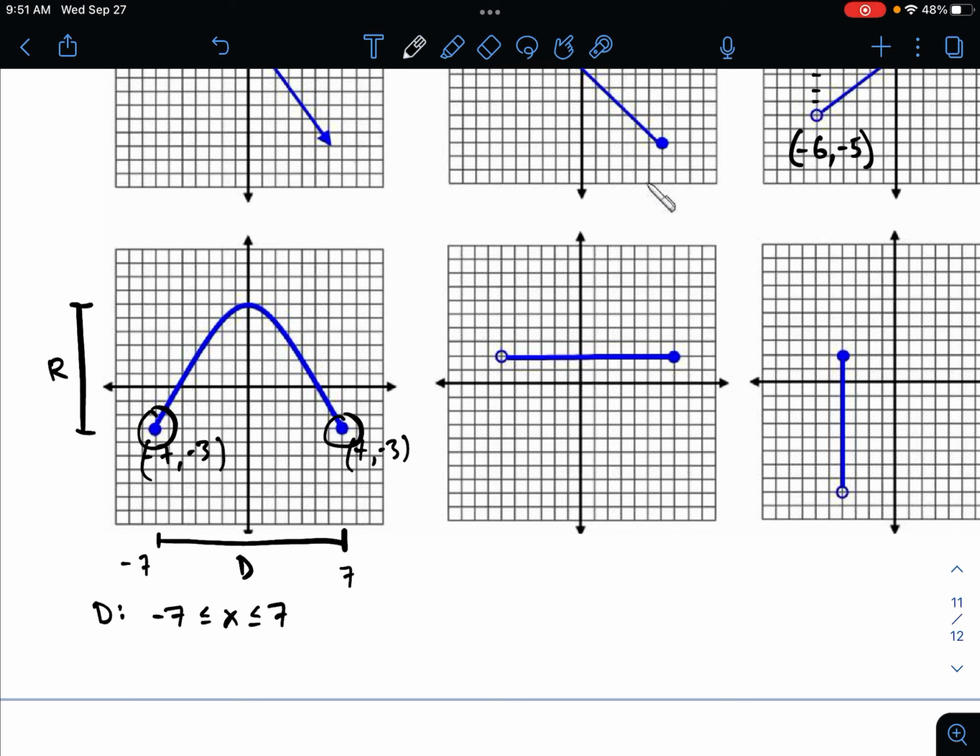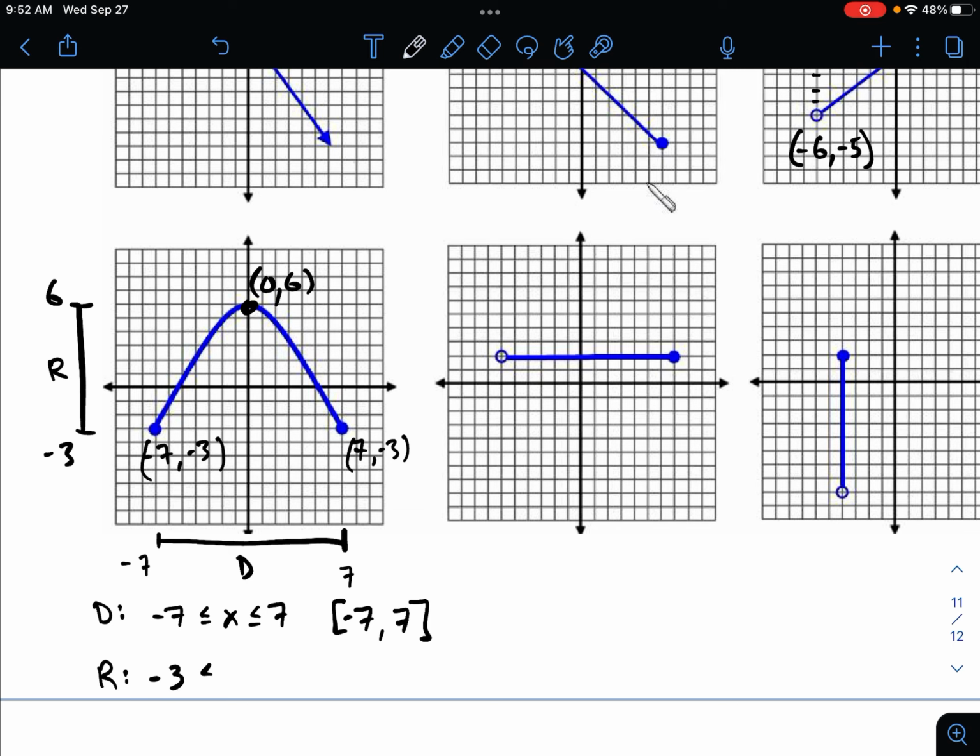We know x is inclusive in those, right? We have these closed dots at the end, so x is between these values, including those values. Another way I could describe this is using interval notation from negative 7 to 7. Now the range, from low to high, the lowest we ever get is negative 3, right? And the highest is up here, which is at 0, 1, 2, 3, 4, 5, 6. 0, 6 is the highest we get, all right?